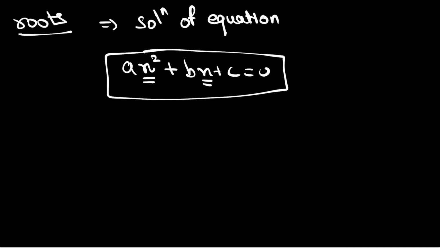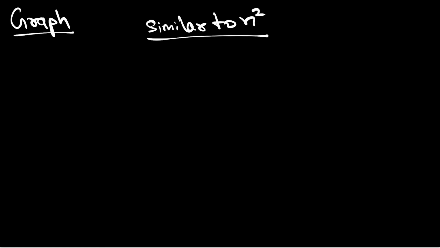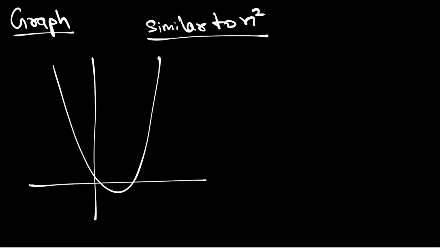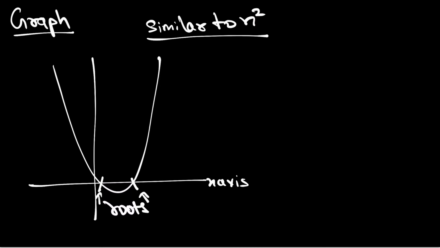Now, the graph of the quadratic is similar to x square, which is basically like this. At the points where it cuts the x-axis, this is our x-axis, these are the roots of the equation. Let me just reduce the size of the pen to 1.55. Okay, so this is the graph of the equation. It looks like a parabola because it is a parabola.